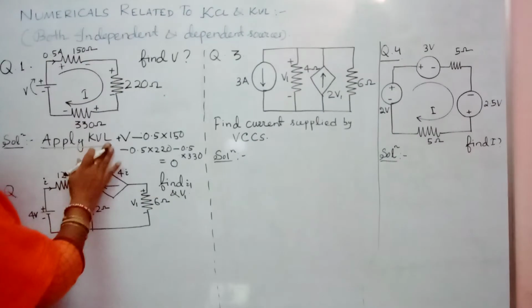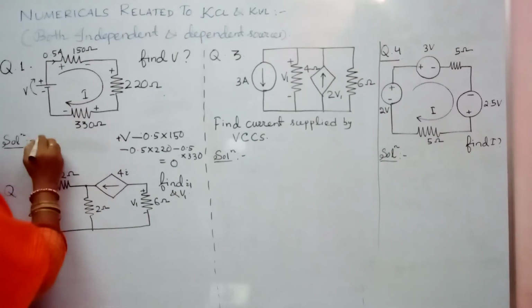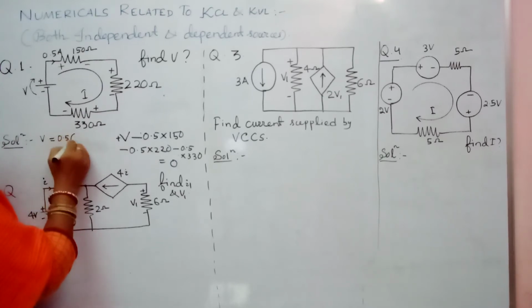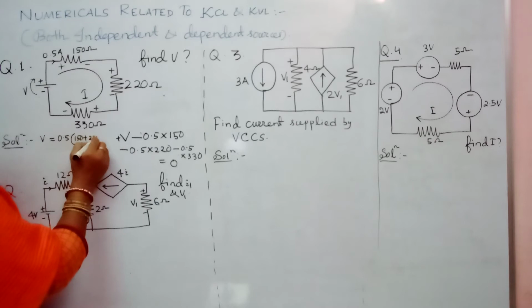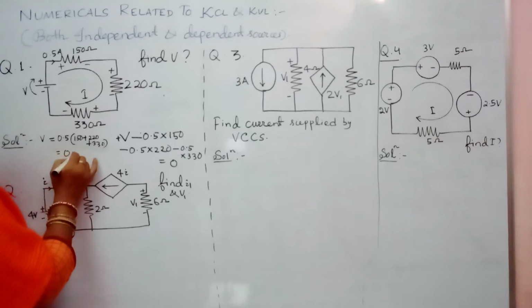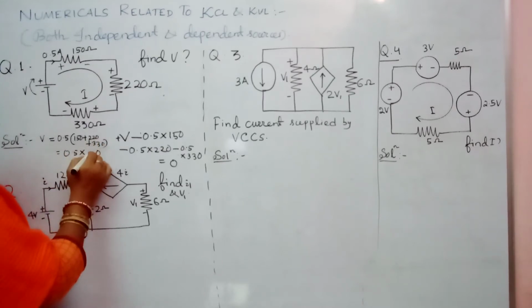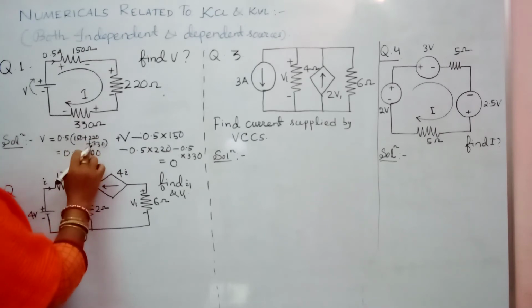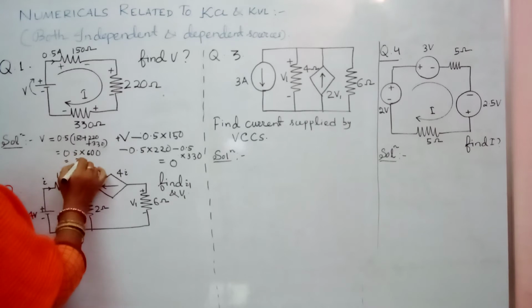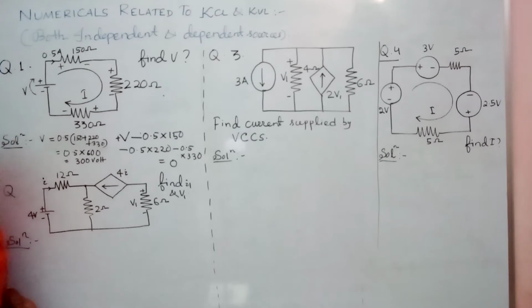Now just simplify it. So what will you get? Your expression as V minus, take 0.5 as common. Directly you write 150 plus 220 plus 330. So how much will it give you? 0.5 into 700, so now you are getting it as 350 volt. Yes or no?